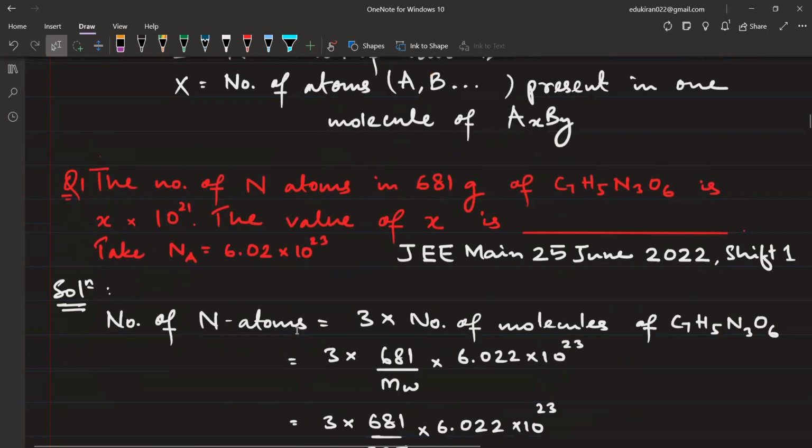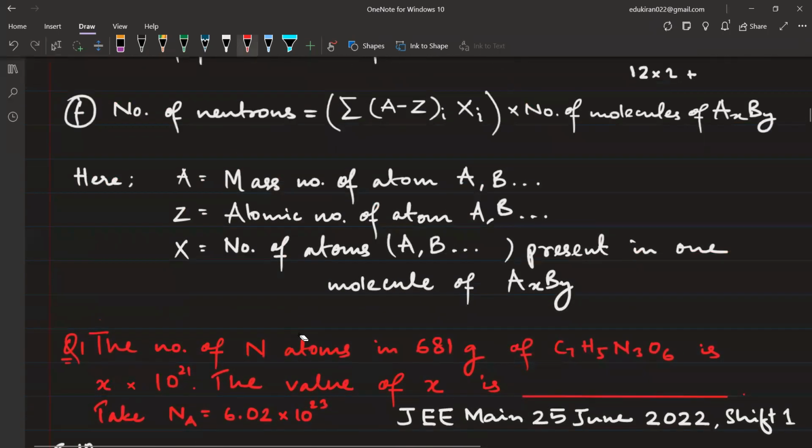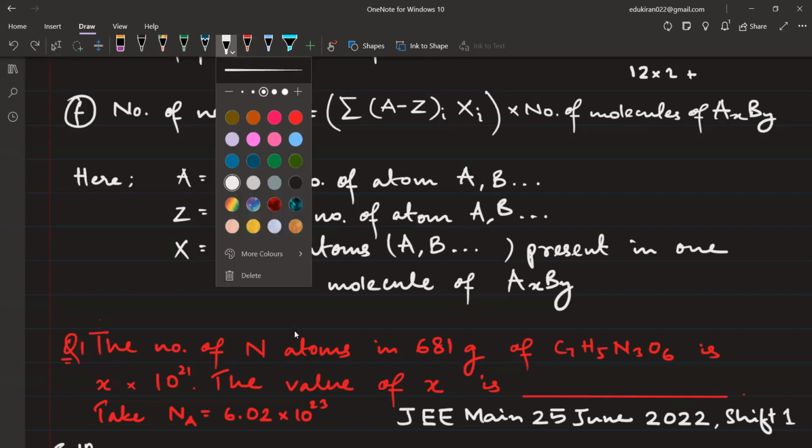Can you write this question? The number of N atoms in 681 gram of C7H5N3O6 is x into 10 to the power 21. The value of x is dash. So we have to calculate the value of x. This is an integer type question. I write this question.